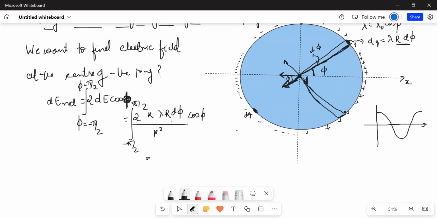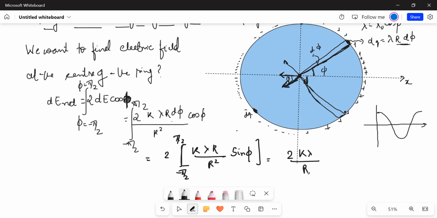Okay. So this will be 2 from minus pi by 2 to plus pi by 2, and this will be k lambda r upon r square, and this is cos phi d phi. Cos phi d phi is simply sine phi from minus pi by 2 to plus pi by 2. And what would it be? It will be 2 k lambda upon r.